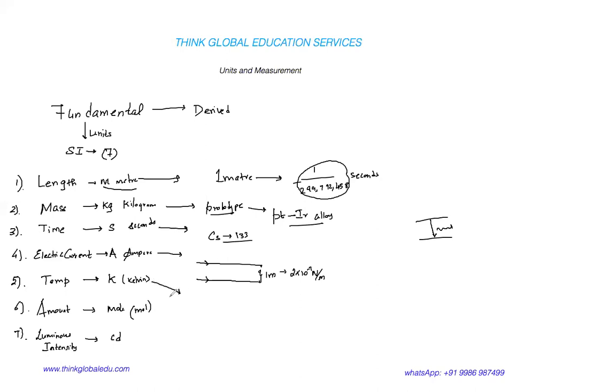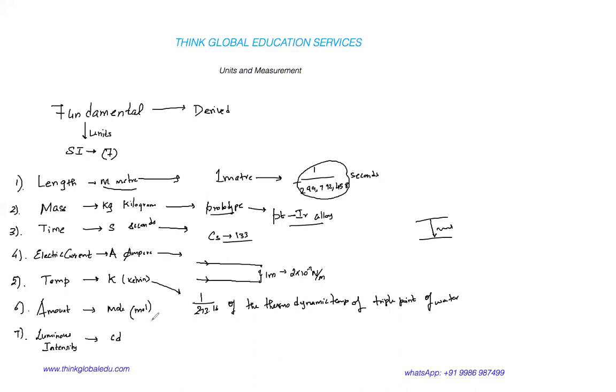Now, how can we define Kelvin? Kelvin is defined as 1 by 273.16 of the thermodynamic temperature of the triple point of water. This is the characteristic of water which is used to define Kelvin, and amount of substance, mole.